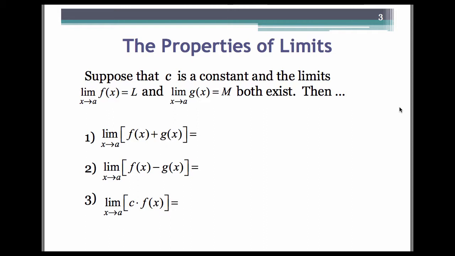So suppose that C is a constant and the limit of f of x as x approaches a is L, and the limit of g of x as x approaches a is M. And both those limits do exist. Notice how both are approaching the same x value of a. That part's important. So if that's the case, the first property states that if you are then doing the limit of the sum of f of x and g of x, you can take a wild guess as to what it is. It's simply going to be L plus M.